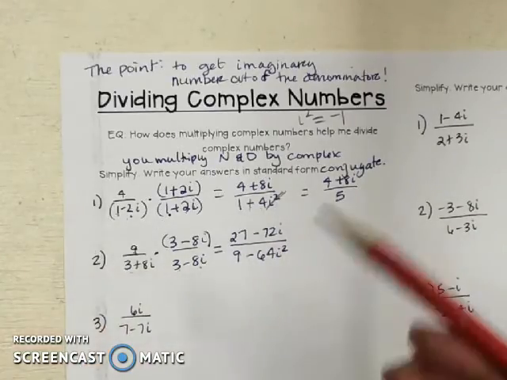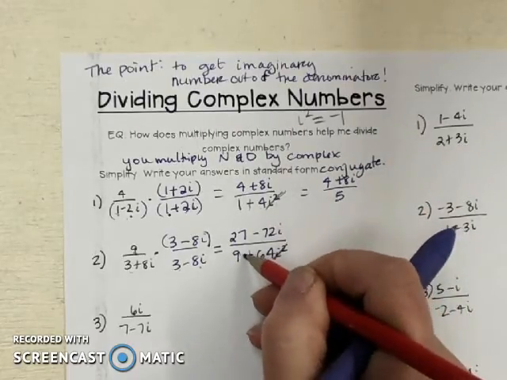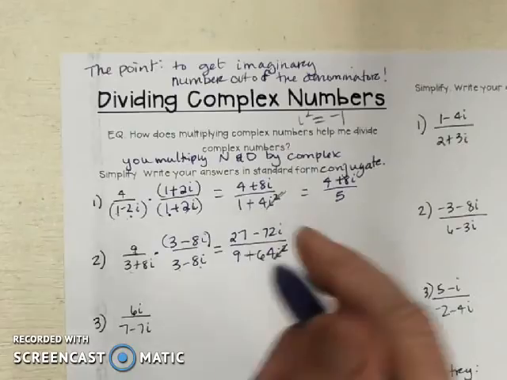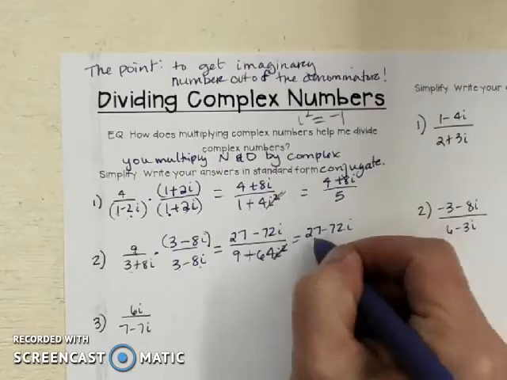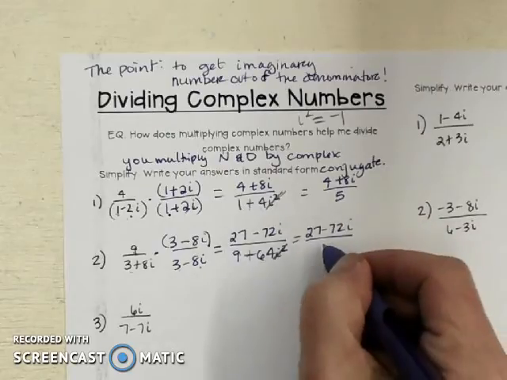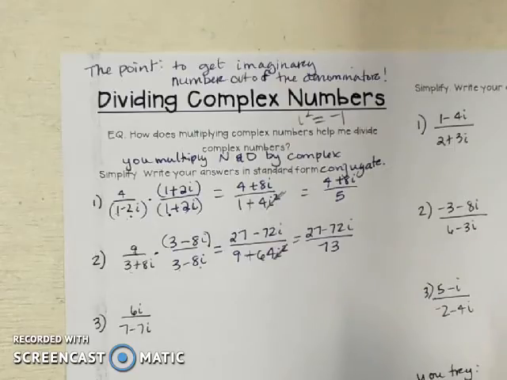So then apply that i squared property. i squared is negative 1, so it changes that to a positive. Now, in my numerator, 27 minus 72i, and 9 plus 64 gives me 73. And that's my answer.